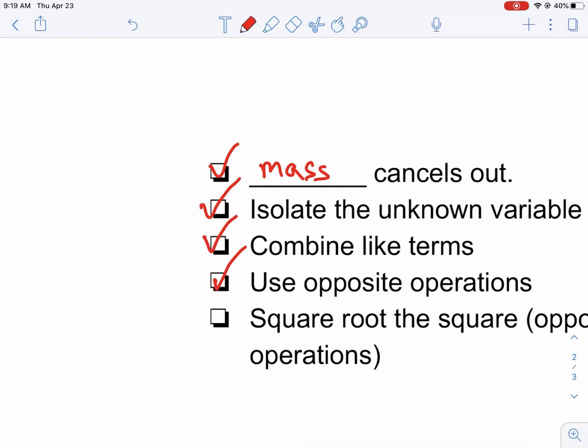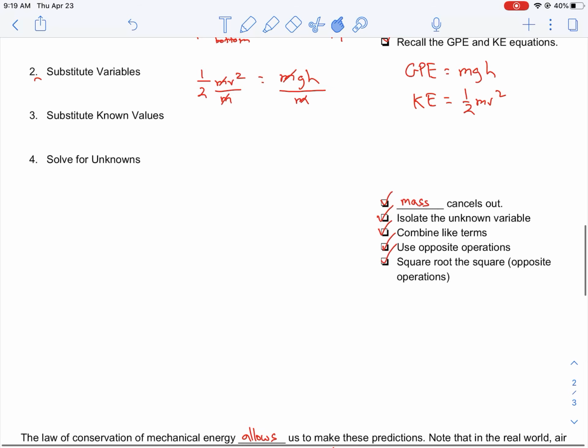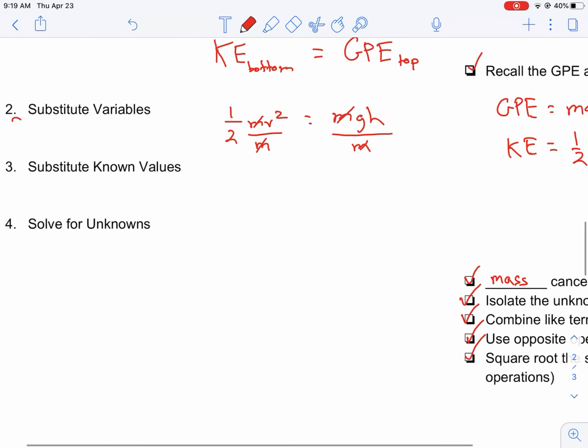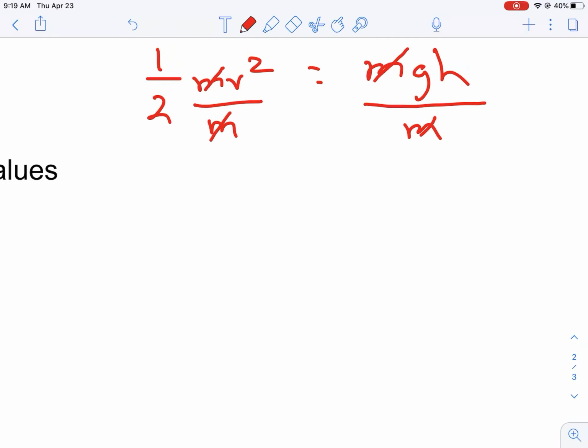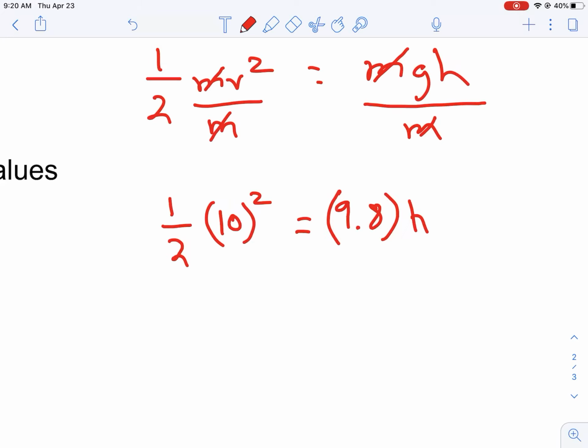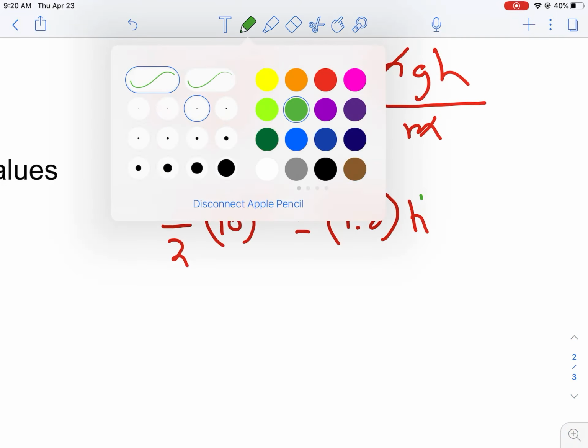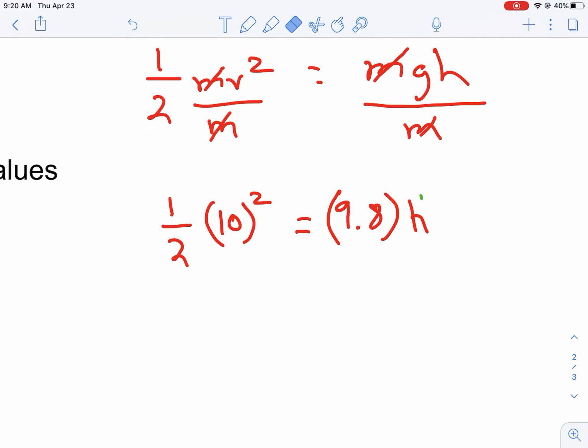And so let's isolate the unknown variables, combine like terms, use opposite operations, and square root the square. Those are our algebra tools that we have in our toolkit. So let's substitute the known values. What was his speed? It was 10 meters per second. So 1/2 times 10, but remember, that's squared, equals 9.8 times h. So now we have our unknown variable, this h right here.